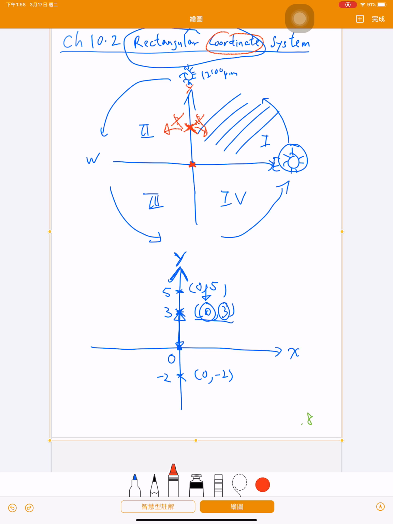Then how about for the x-axis? Some of you may already know that it is the other way, right? For example, this one is 4. This time, the x coordinate should be 4, and then the y coordinate will be 0, because we do not need to move up and down. Just move to the right by 4 units. Okay.